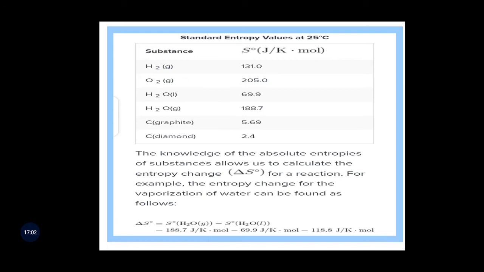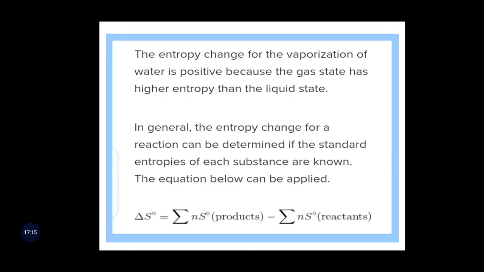188.7 minus 69.9, and here we have 118.8 joule per mole. So the entropy change of the vaporization of water is positive because the gas state has higher entropy than the liquid state. So in general, the entropy change for a reaction can be determined if the standard entropy of each substance is known. Now this is the formula I told you.